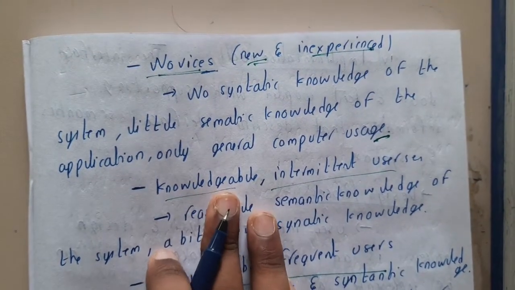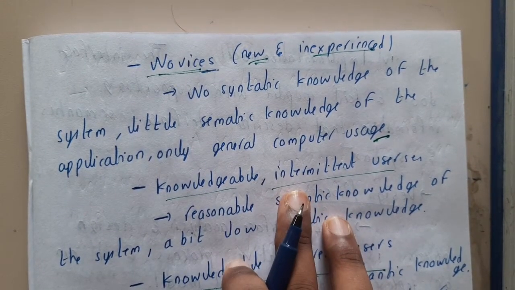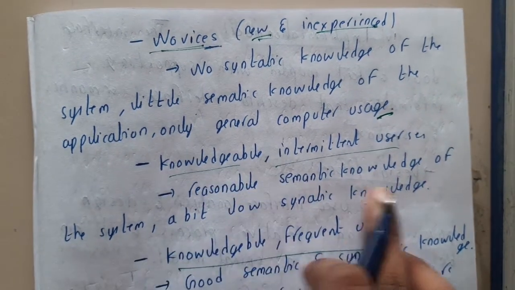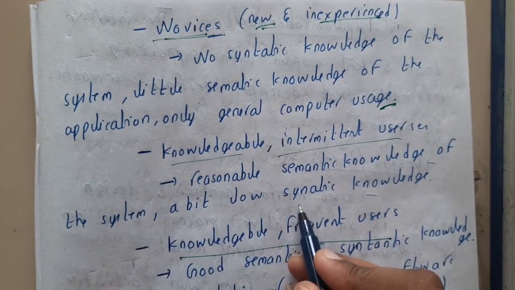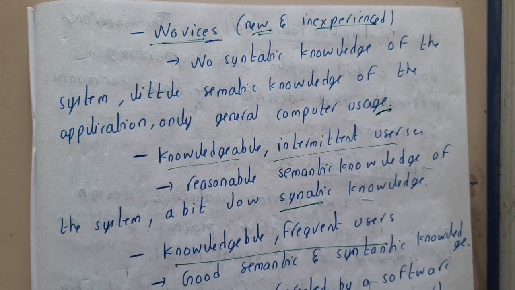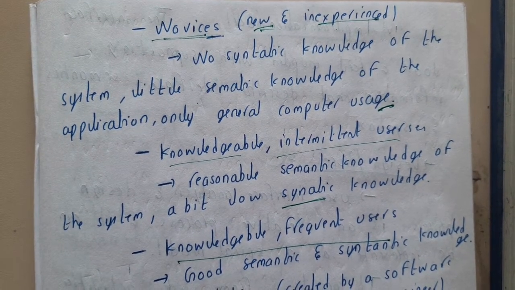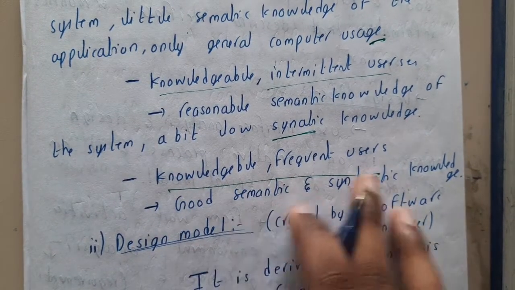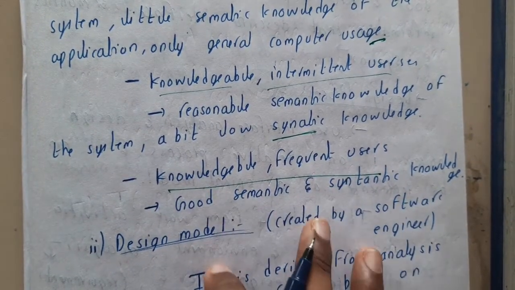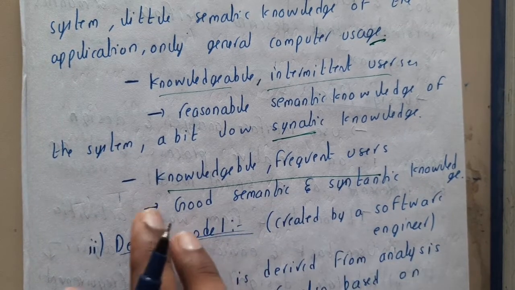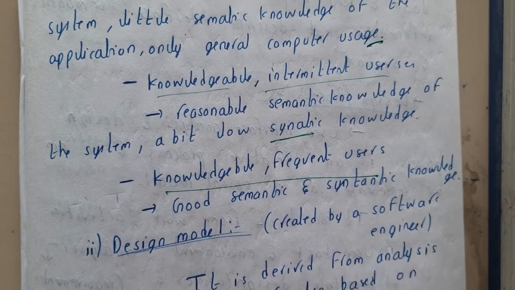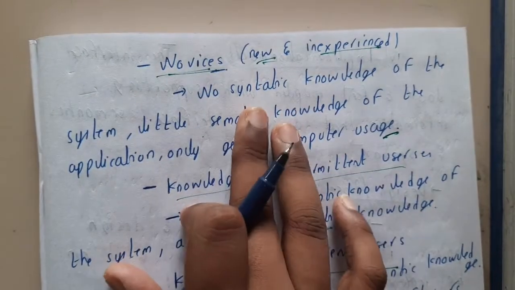Knowledgeable users are nothing but intermediate users. They also have some knowledge: reasonable semantic knowledge of the system and a little low syntactic knowledge. These users also don't know that much about the coding and everything. Then there are other users who are called frequent users and knowledgeable. These are the common users which most applications will have. They have good semantic and syntactic knowledge. Basically they have the perfect idea. These are the minimum in number, and novices will be more, I told it in the reverse way. So this is nothing but the user profile.